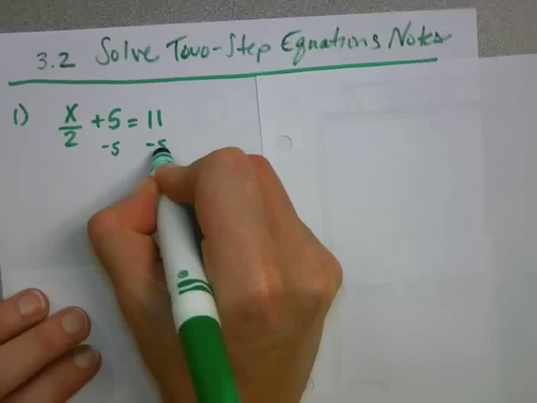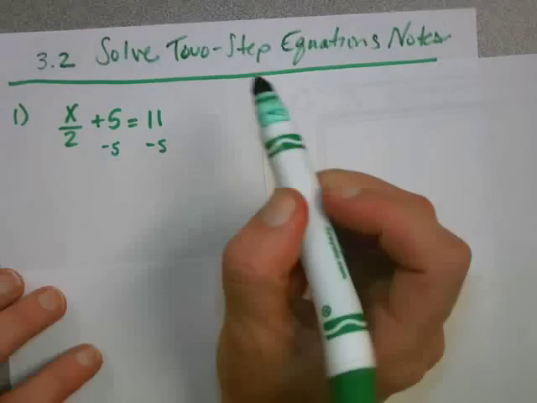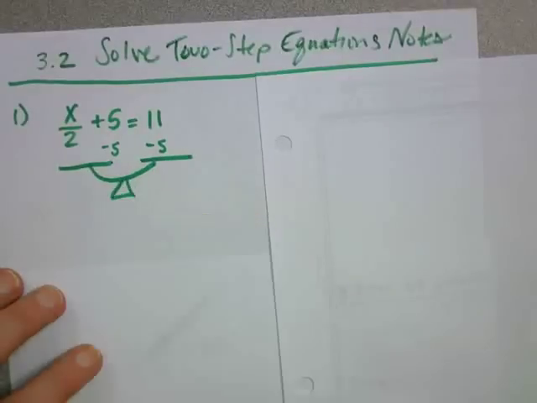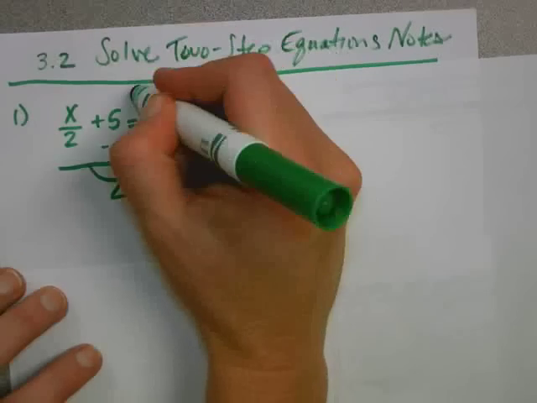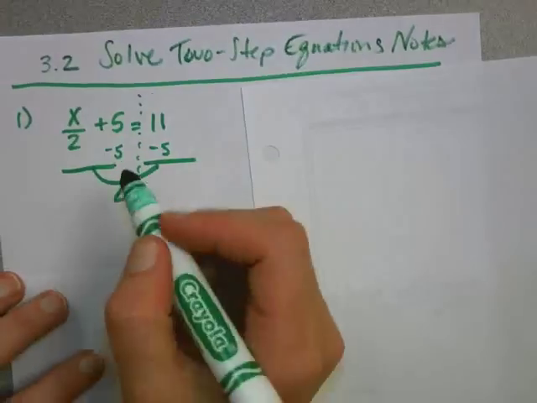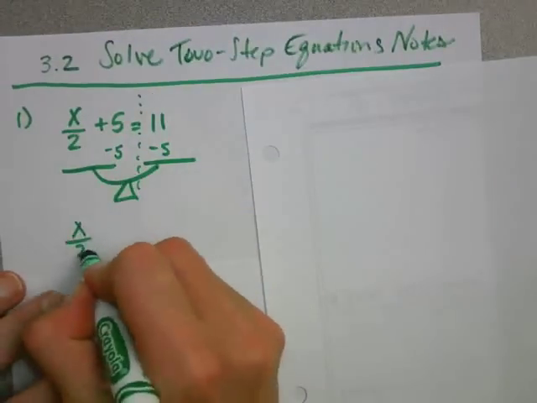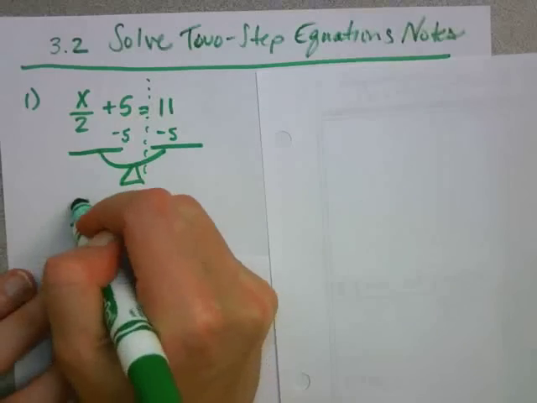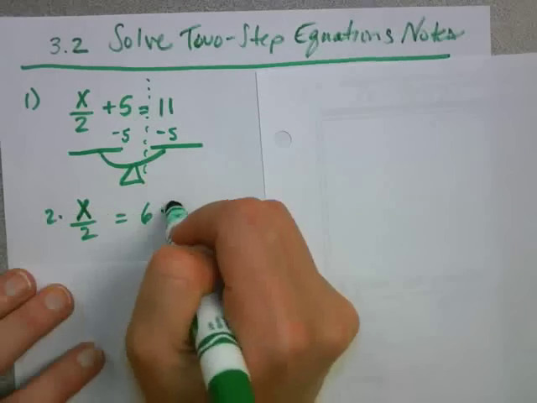This is our balanced scale here, remember. So whatever I do to one side, I have to do to the other. I don't do it to the x over 2. It's already on this side of the balanced scale. Okay, so once I subtract 5, I'm left with x over 2 equals 6. And now we're back to a one-step equation. Multiply both sides by 2, x equals 12.